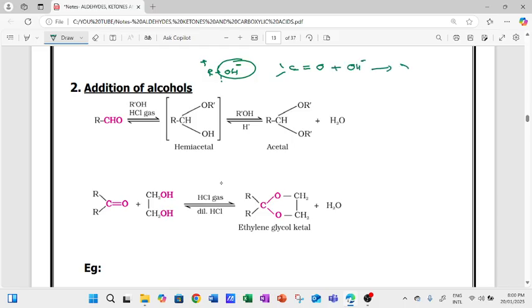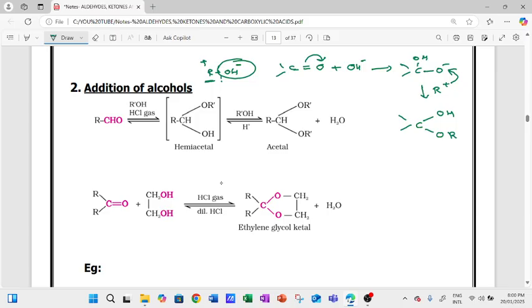So we get C, the carbon with the OH, because OH is the nucleophile, and the double bond changes to a single bond because the shift is like this, and then oxygen with a negative charge. This is the first step. In the second step, the positive charge here is not H plus, it is R plus, an alkyl carbocation, and that attacks the oxygen with the negative charge. So we get a carbon with OH and OR. This is how it is produced.